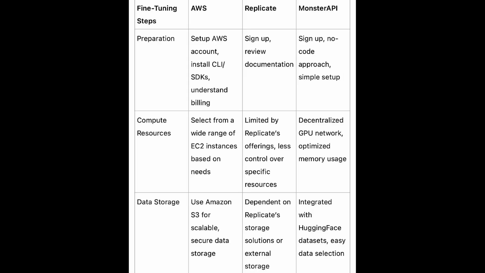And with MonsterAPI, there are also advantages for linking your datasets, because here with Monster, you can directly link the Hugging Face datasets. And there's a drop-down where all the main and famous Hugging Face datasets are directly there. You can just select it. And if you are uploading your own custom dataset, you can just upload it directly in the portal before launching your fine-tuning job. And of course, with AWS, you have to use S3 and you need to know the S3 configuration, etc. And Replicate also is dependent on its own storage solution or external storage.